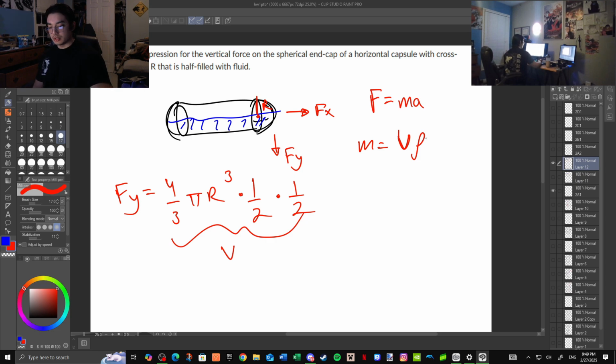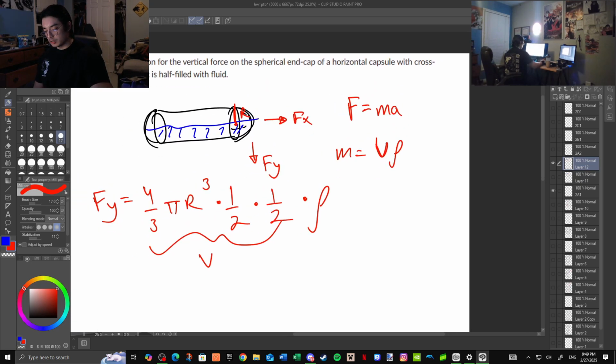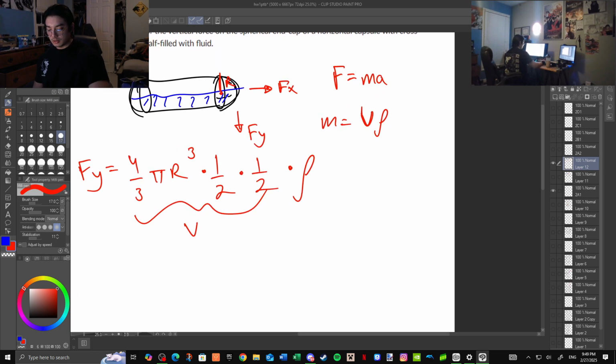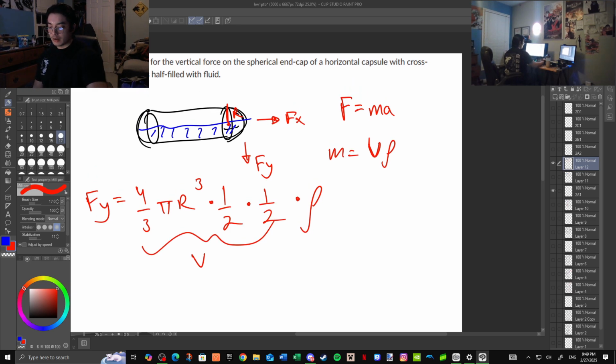Now we have to take a look at the density, which is the density of the fluid. So we have density now. And now we need to find a value for acceleration. And since we're talking about the vertical forces, gravity is going to be involved. So a in this case, or acceleration, would be gravity.